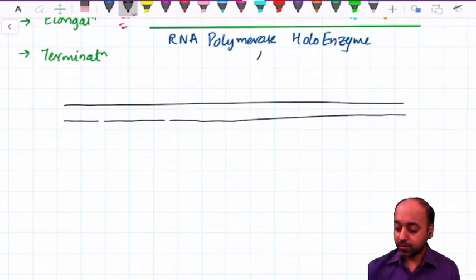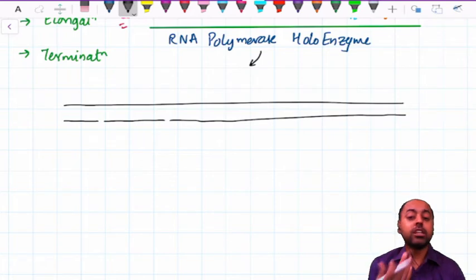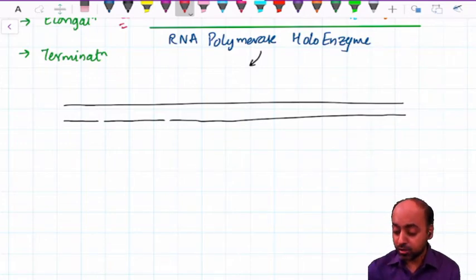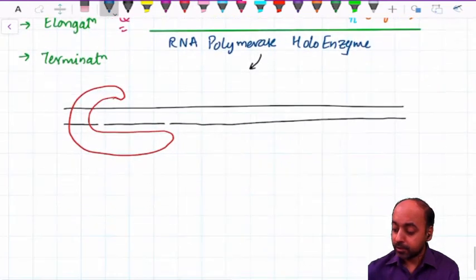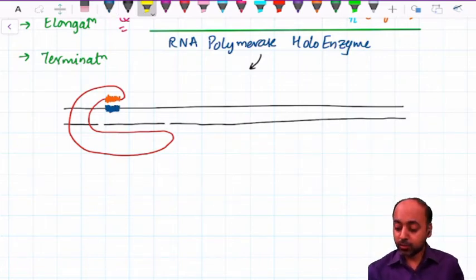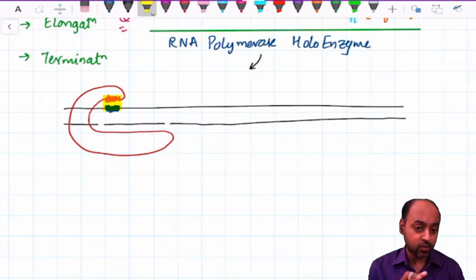Now the RNA polymerase holoenzyme will scan the DNA and it will look for the corresponding promoter site for which the sigma subunit is specific. Once it is able to locate that particular promoter, it will go and attach to that promoter site. Let's say this is the sigma subunit. So the sigma subunit will identify the corresponding promoter, and the attachment will be between the sigma subunit and the promoter. See, the rest of the RNA polymerase is not attached to the DNA. Only attachment occurs between the sigma subunit and the promoter.